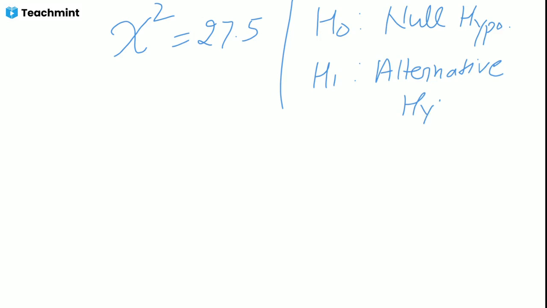Null hypothesis means if the calculated value is less than the tabulated value, then we'll accept it. And how will we see the tabulated value? By using degree of freedom. By using degree of freedom, you can check the value in the table. The calculated value should be less than the tabulated value, then we'll accept this null hypothesis. Otherwise we'll reject it and accept the alternative.